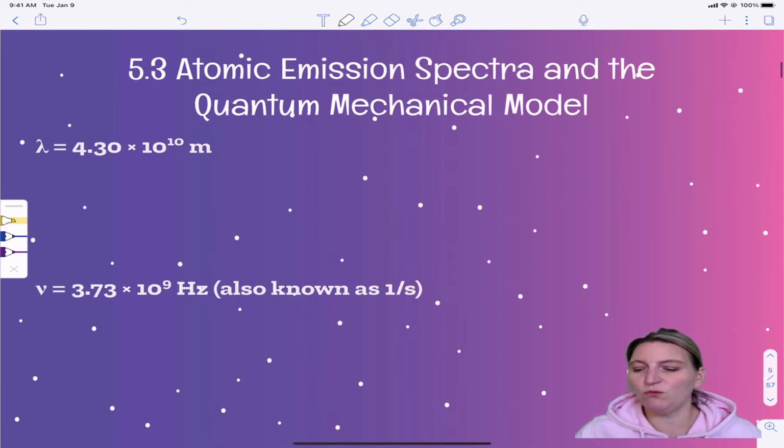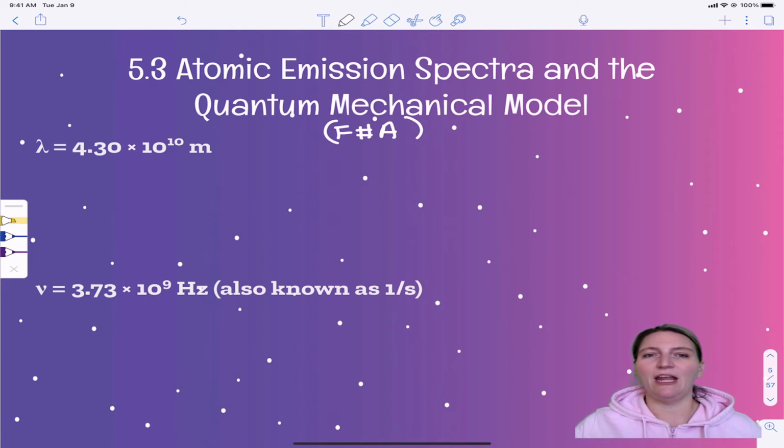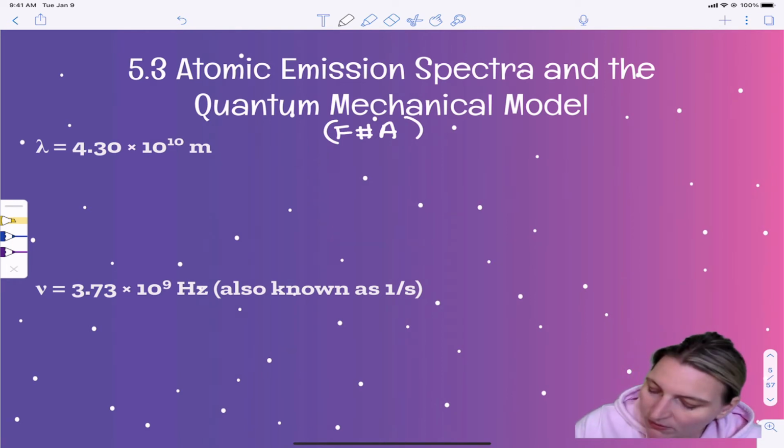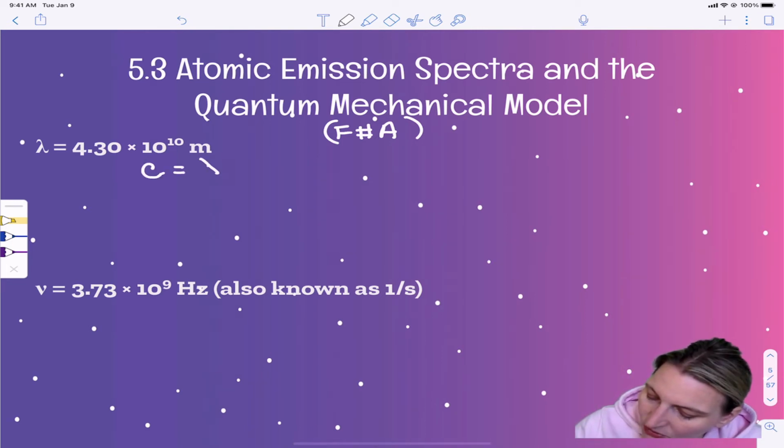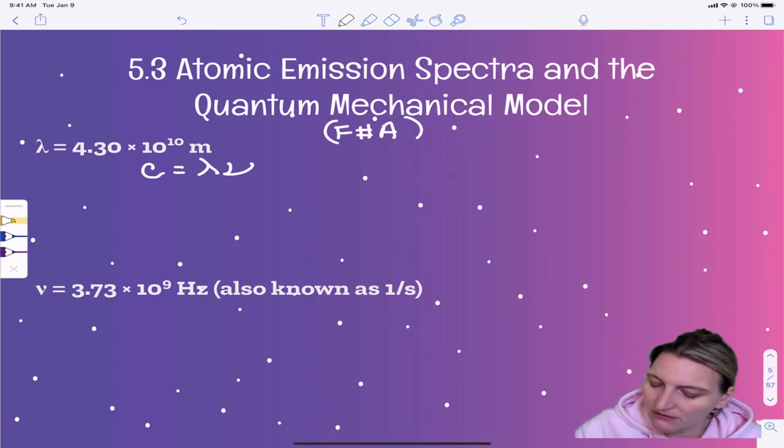So let's do a few practice problems with this. For the first one, I'm giving you the wavelength of 4.30 times 10 to the positive 10 meters, and I want you to convert that to frequency. Remember, in every single problem that we do, we write the formula, we show the numbers that are plugged in, and we write the answer. So what is the formula? Speed of light equals wavelength times frequency. Now I plug in the numbers.